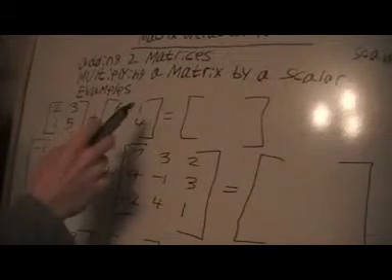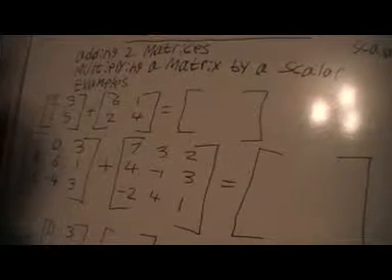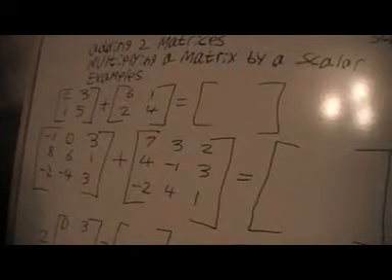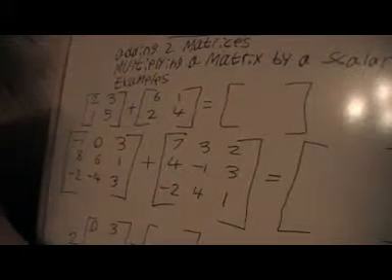Okay, so first of all, how do I add two matrices? I've got two matrices here, and I want to add them. Now the most important thing to know is, if you add two matrices, they must be the same size. If they're not the same size, then we'll say it's undefined, so there's no solution. It can't be done. But because these two are the same size, we can add them.